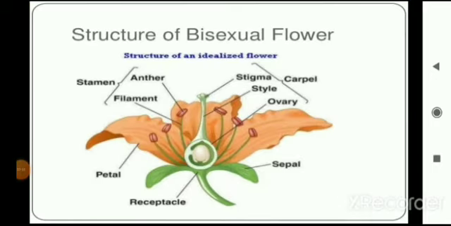In this picture, you can see a bisexual flower. You can see the stigma, style and ovary of a bisexual flower and the anther and filament of a flower, right? This flower contains both female and male reproductive parts. That's why it is known as a bisexual flower. Okay? Now come to the activity part.